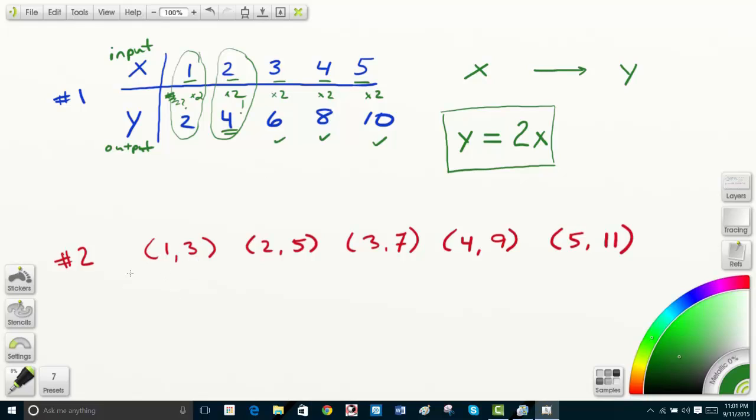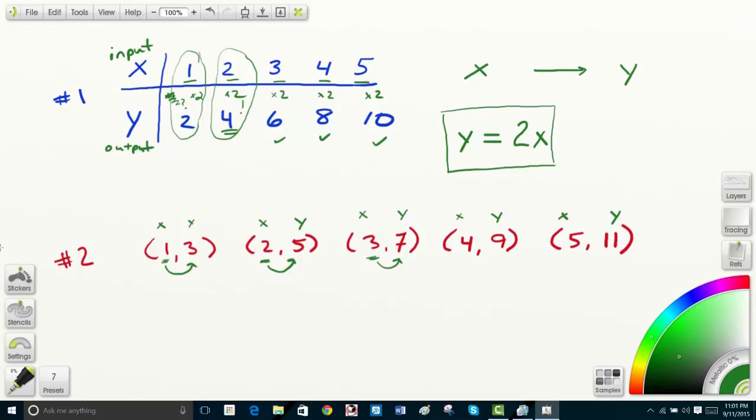So let's try our second example. Same idea, but here remember, the left is x, the right is y. So before, in the blue example, the top was x and the bottom was y. In ordered pairs, the left is always x and the right is y. So we're asking the question, what do I need to do to the 1 to get 3? What do I need to do to the 2 to get 5? The 3 to get 7, and so on.